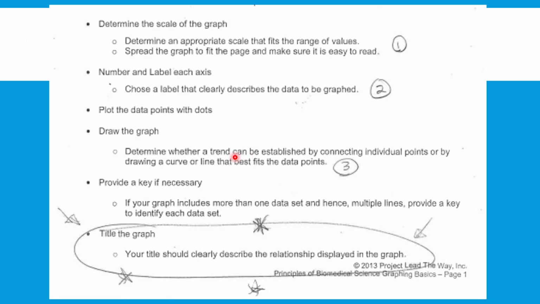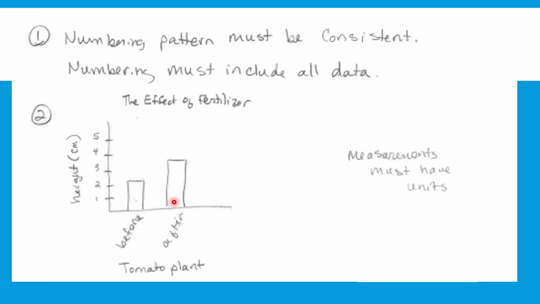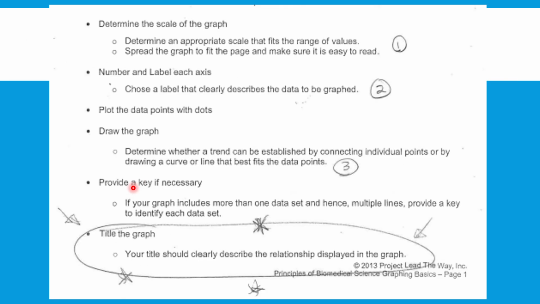Okay, now I'm back on the front. So remember, this was talking about a line graph. Plot the data points with dots. The graph that we just showed, we used bars, so use bars to show your data if you're doing a bar graph. Draw the graph. If you're doing a line graph, you need to determine whether a trend can be established by connecting individual points or by drawing a curve or line of best fit that fits the data points.